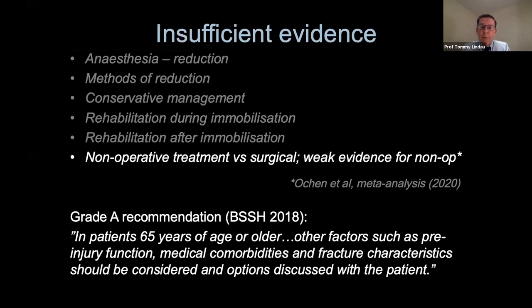And again, going back to this meta-analysis, where they said there's a weak evidence for non-surgical treatment, the BSSH took this on board and stated in 2018, in patients 65 years of age or older, other factors such as pre-injury function, medical comorbidities, and fracture characteristics should be considered and options discussed with the patient. So this is where the weak evidence for non-operative treatment and the insufficient evidence that surgery is the right way forward is for us a reason not to just jump into the surgical box, because that's what we do really well. We should discuss this with the patient.